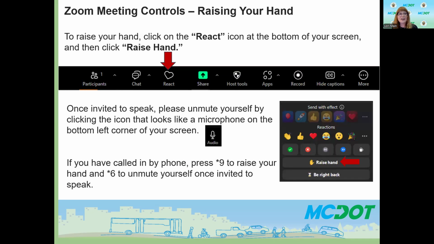All right, raising your hand. To raise your hand, you will click on the React icon at the bottom of your screen and then click Raise Hand. Once invited to speak, please unmute yourself by clicking the icon that looks like a microphone, which is on the bottom of your screen in the lower left-hand corner. If you have called in by phone tonight, you will press *9 to raise your hand and *6 to unmute yourself.